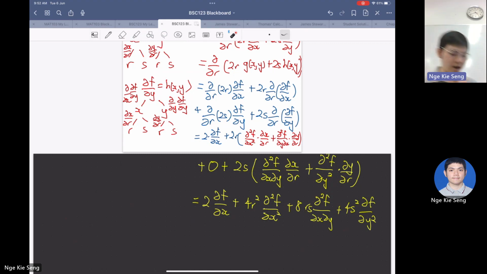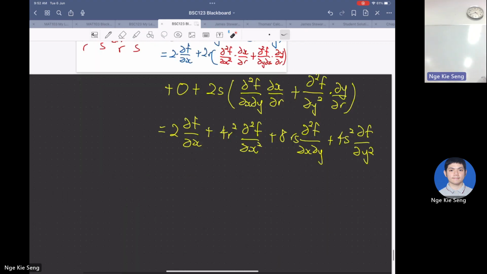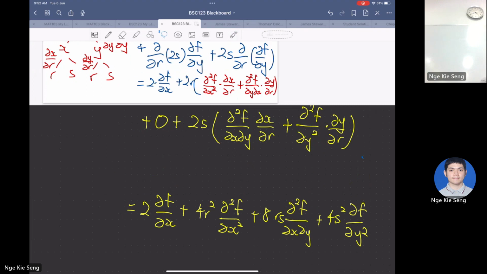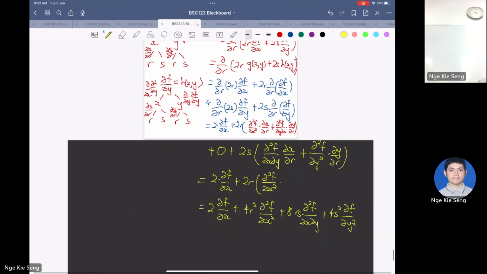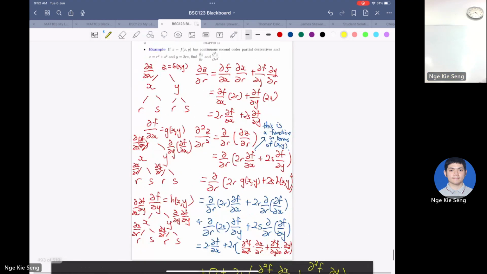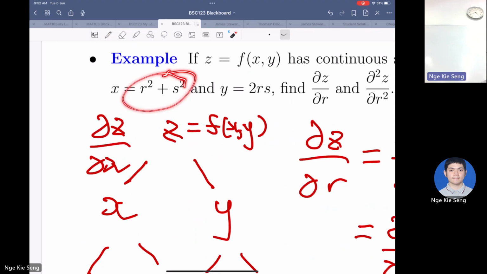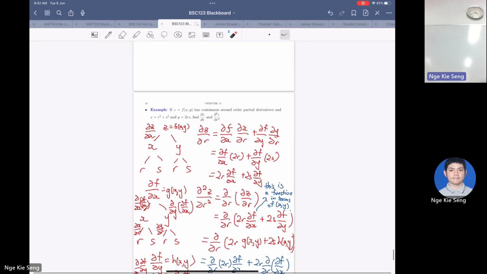How did it become this? Okay, how did it become this? You need to continue and compute. You need to further compute what is del x over del r. Do you know how to compute del x over del r? So let me write something out. r times del square f over del x square. Del x over del r, what is it? We have computed before, right? Differentiate x with respect to r. You just get 2r. Okay, so you get 2r.